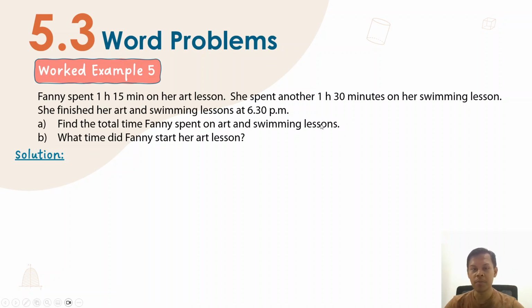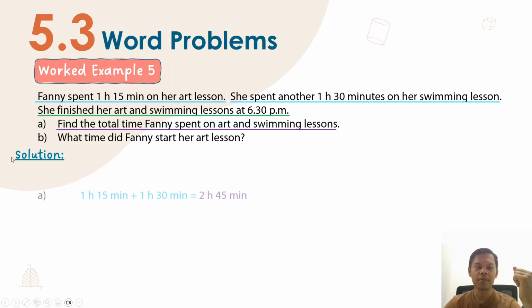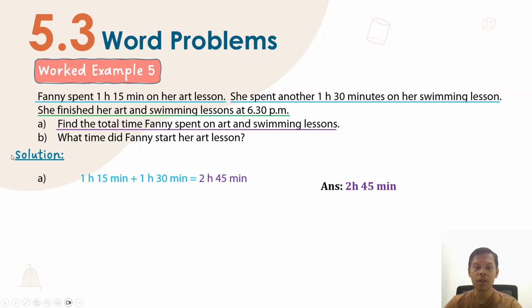Okay, so for the first part, you just need to find the total time. It is given here 1 hour 15 minutes for her art lesson and then another 1 hour 30 minutes for her swimming lesson. So just add them both together. What are you going to get? Yes, very good. You're going to get the answer 2 hours 45 minutes for the first part.